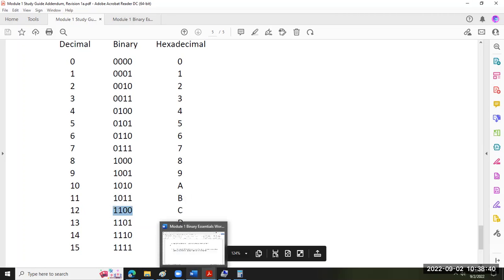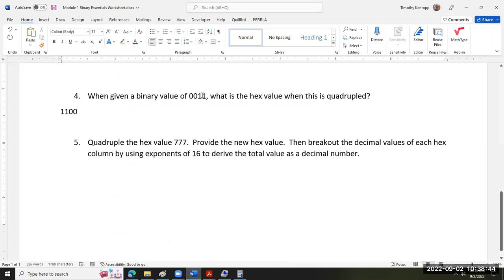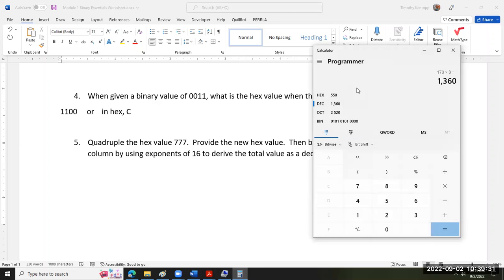Well, does that make sense? Let's look at the worksheet again. This is one and this is two. I'm looking at the binary equivalent of what decimal or hexadecimal number? Three. Three is correct. When I quadruple three, what's my answer? Three times four is 12. Well, that's this number in binary, or in hex, see, right? Everybody see that? Right, this is the stuff you have to be able to do for the assessment. Now, you can go into programmer mode on your calculator.